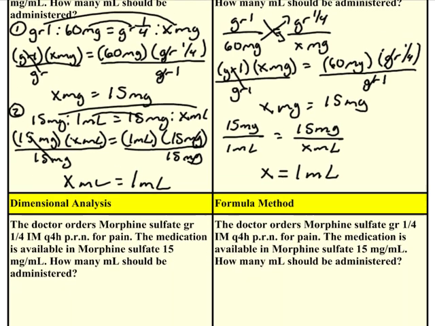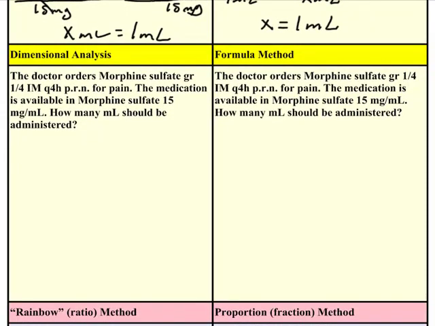The third way to perform this calculation is by using dimensional analysis. In this case, we'll start with the doctor's order of grain 1/4. We will then convert grains into milligrams so that the order matches the supply. We can do this by putting grains at the bottom so that grains cancel and milligrams at the top so that that's what we're left with. We know that there's 60 milligrams in 1 grain. This cancels out the unit grains.